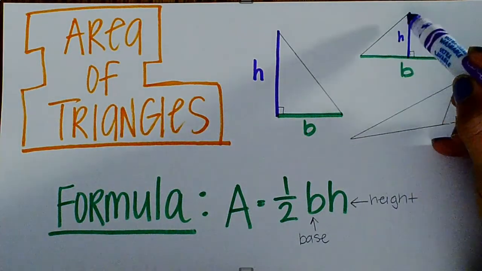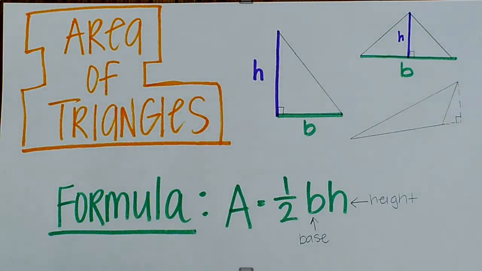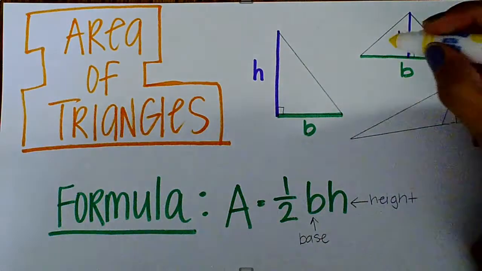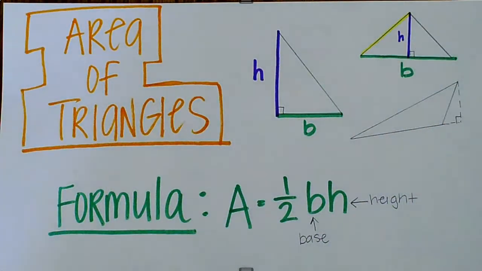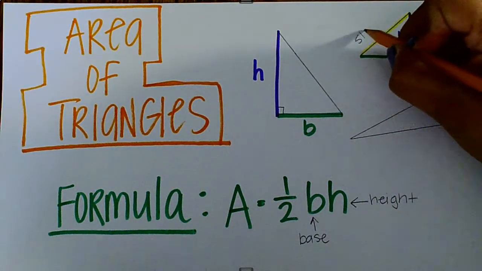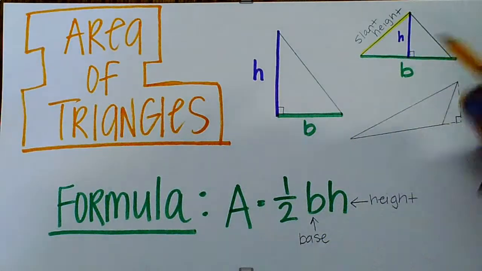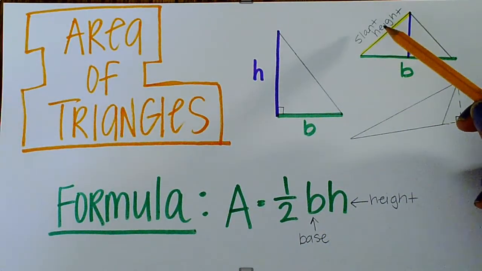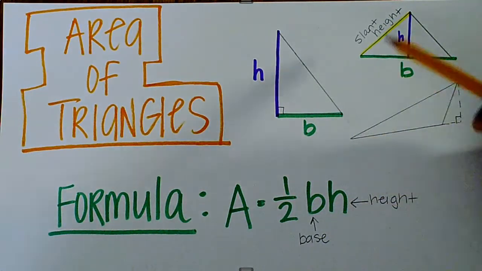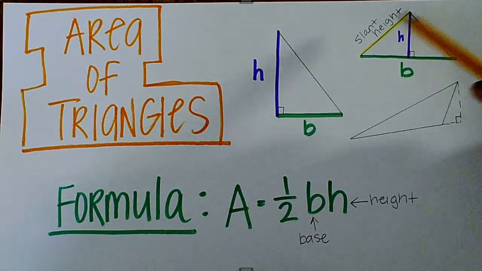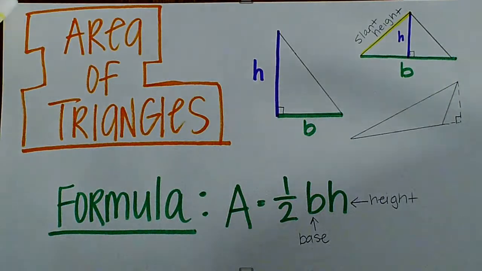Okay, this right here, the one that's slanted, let me get another marker. Okay, so this one right here is called the slant height. And we don't ever want to use this as our height to find the area, because this is not making that perpendicular line with the base. So this is called the slant height, and this is the regular height.